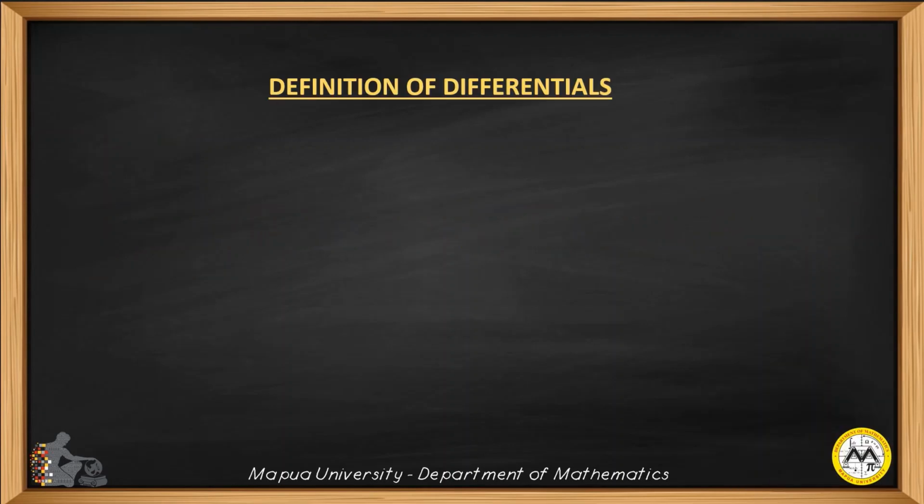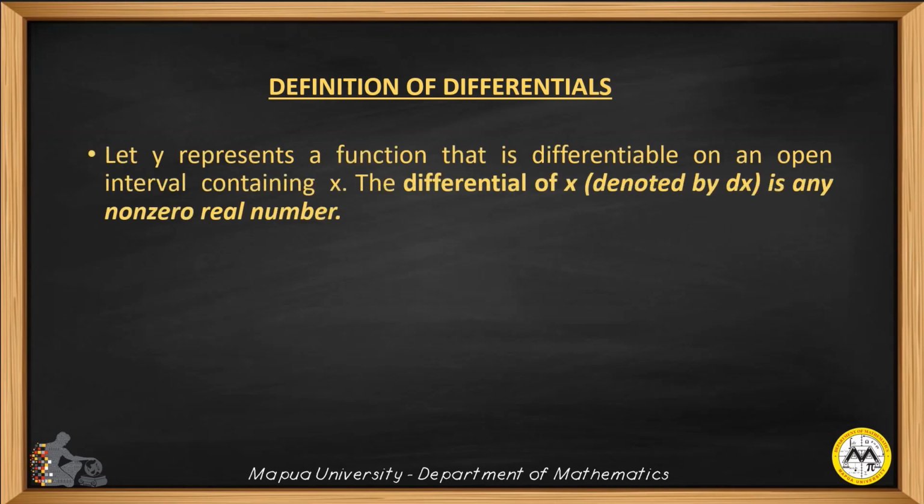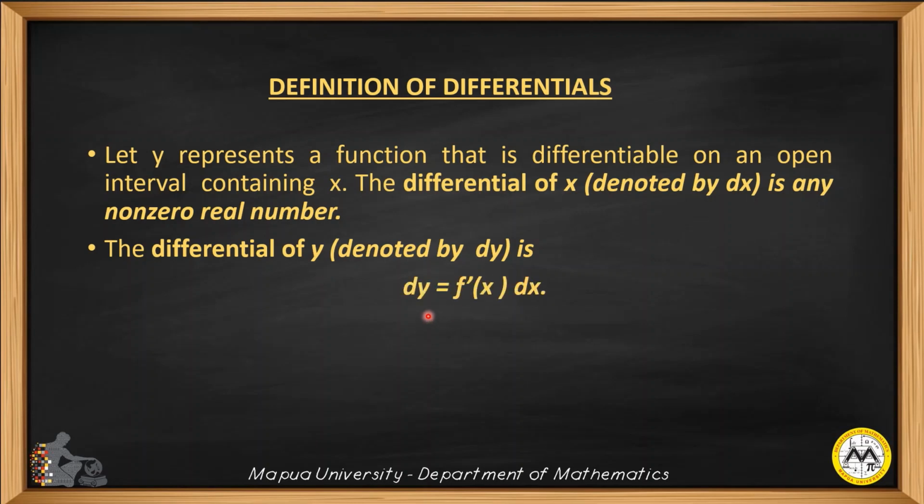To define what a differential is, let us have y a differentiable function on some open interval containing x. The differential of x, denoted by dx, is any non-zero real number. The differential of y, denoted by dy, is defined to be equal to the product of f prime of x times dx.